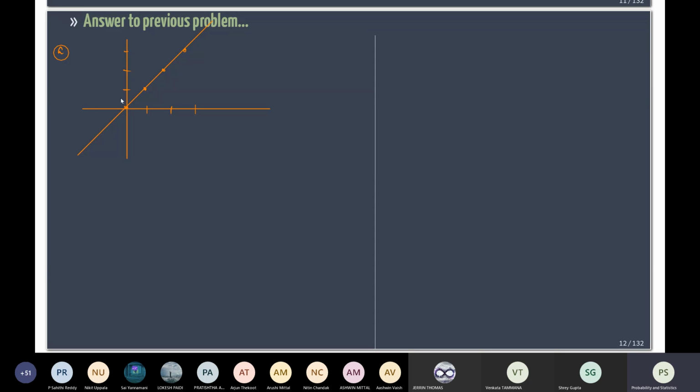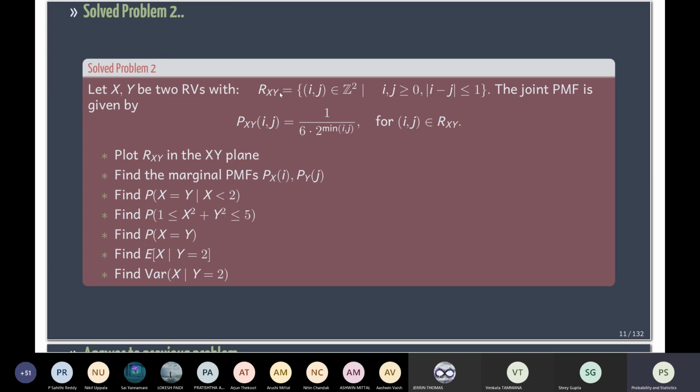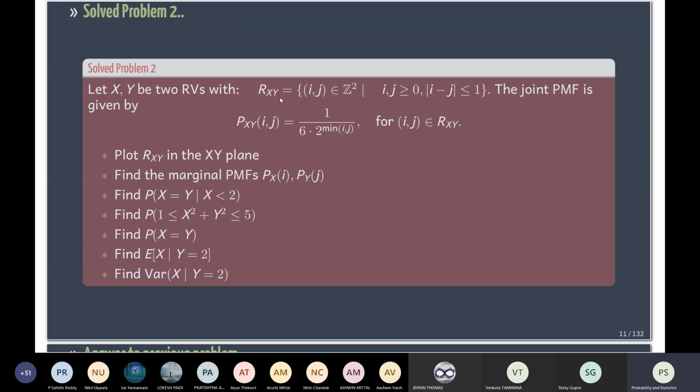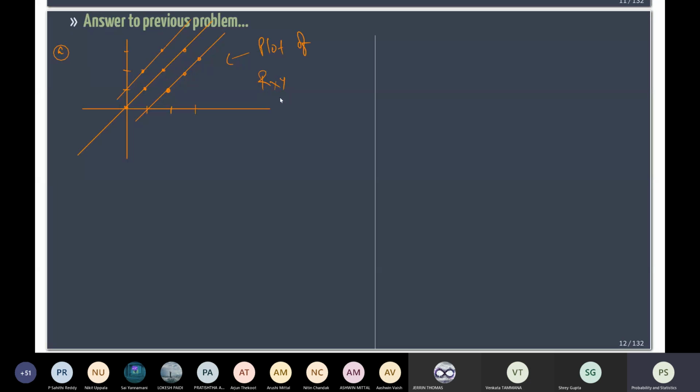And similarly, we have these points, and we have these points. Okay, so these are the points which satisfy |i - j| less than or equal to 1. So this is the plot of the range of XY, the discrete variables. And next, find the marginal PMFs, p_X(i) and p_Y(j). The marginal PMF. So what is the definition of the marginal PMF? We have to sum, right?